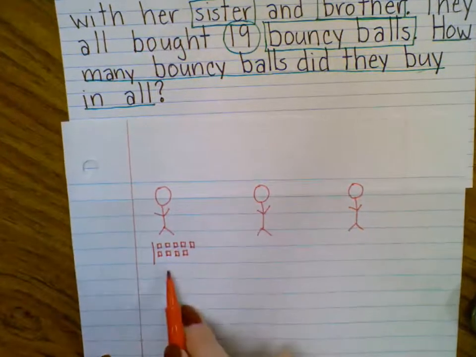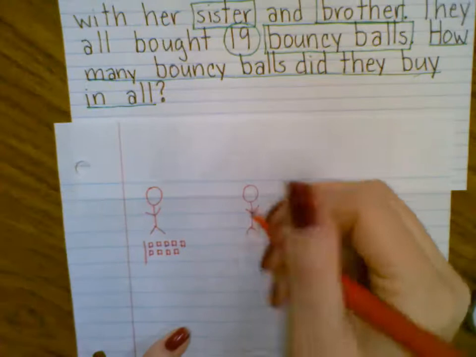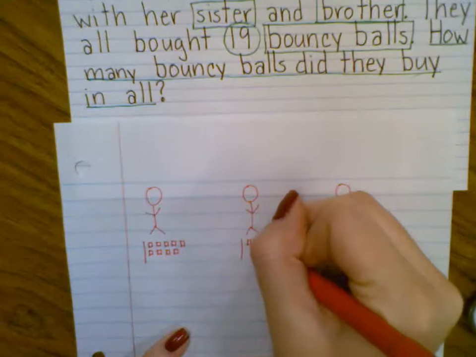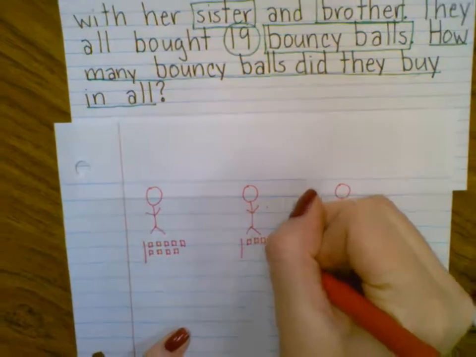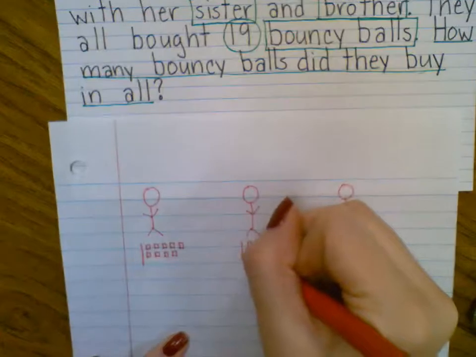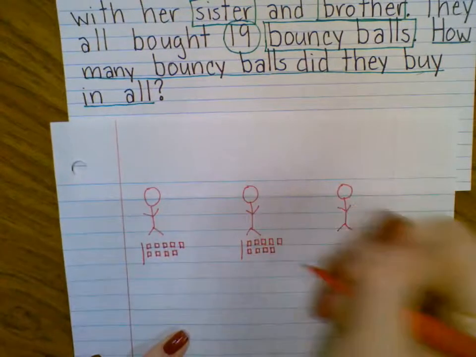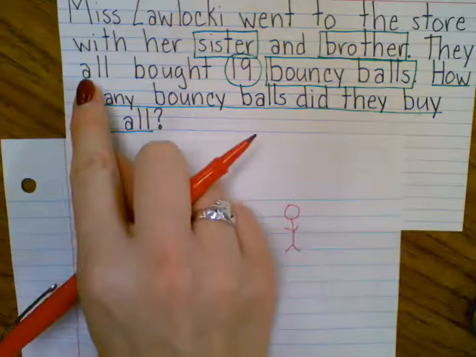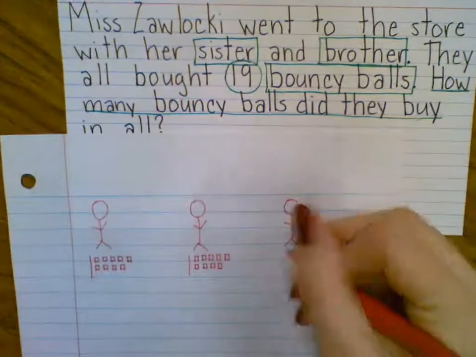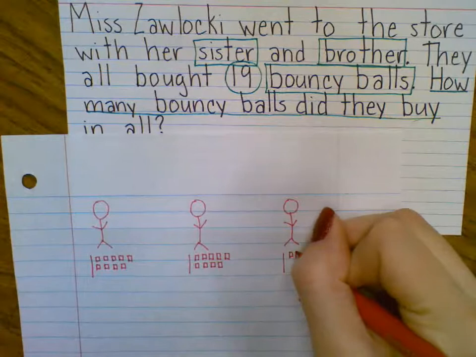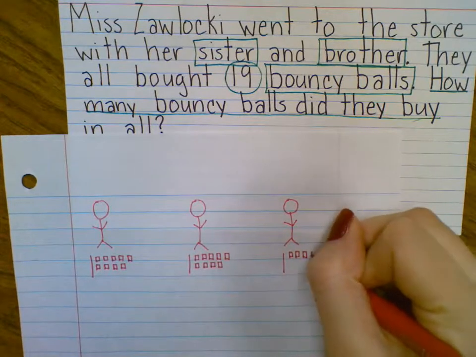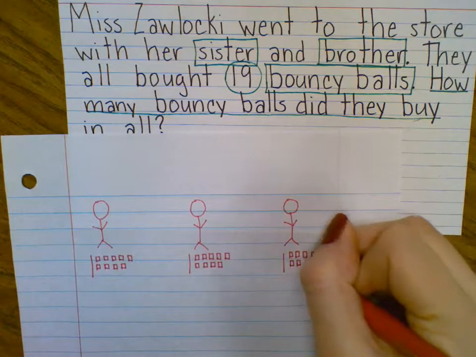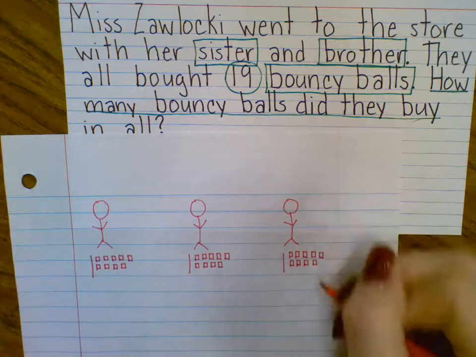Now I know Miss Alaki bought 19. Her sister also bought 19. 10, 11, 12, 13, 14, 15, 16, 17, 18, 19. I know that her brother also got 19 because it said they all bought 19. So 10, 11, 12, 13, 14, 15, 16, 17, 18, 19.